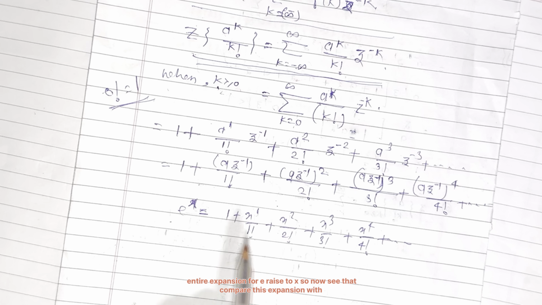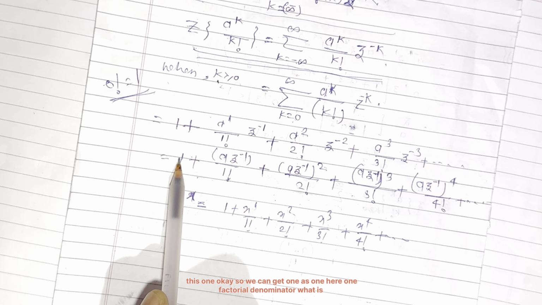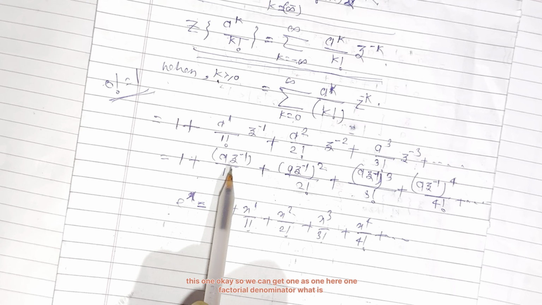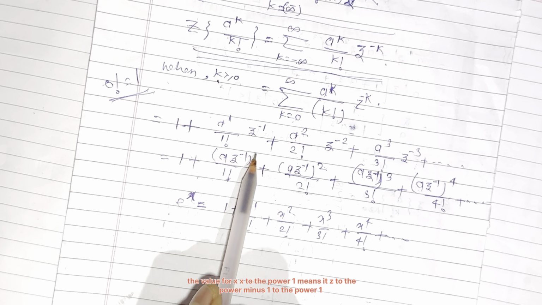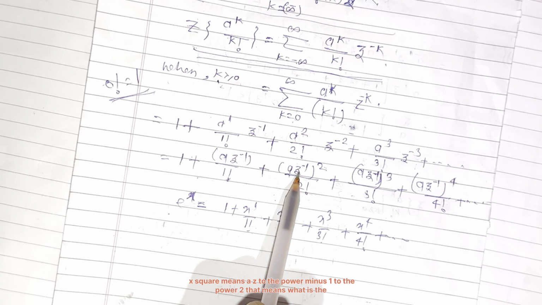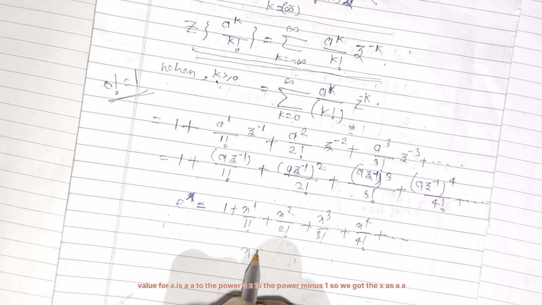So now compare this expansion with this one. We can get 1 as 1 here, with 1 factorial denominator. What is the value of x? x to the power 1 means a z to the power minus 1, to the power 1. x square means a z to the power minus 1, to the power 2. That means the value of x is a z to the power minus 1. So we got x as a into z to the power minus 1.